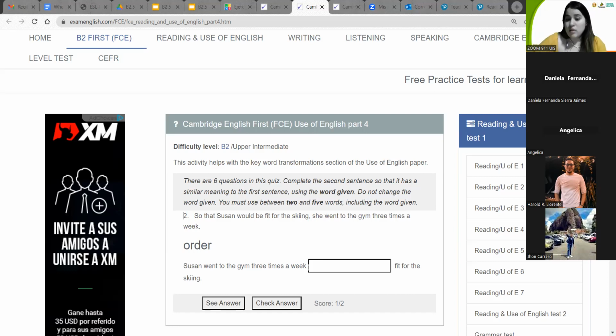In order to, yeah. So Susan went to the gym 3 times a week in order to be fit for the king. Let's see with be. Yes, in order to be fit for the king. Very good. So we use the word order in a sentence so that it has a similar meaning to the first one. Very good.